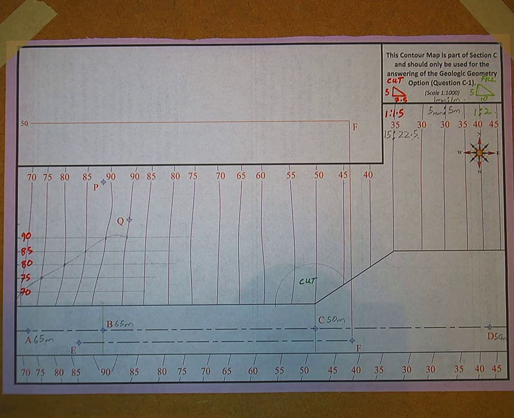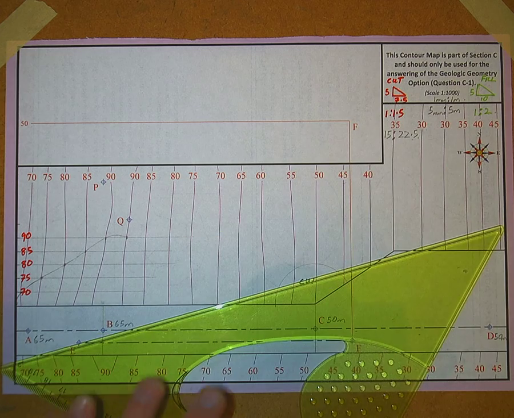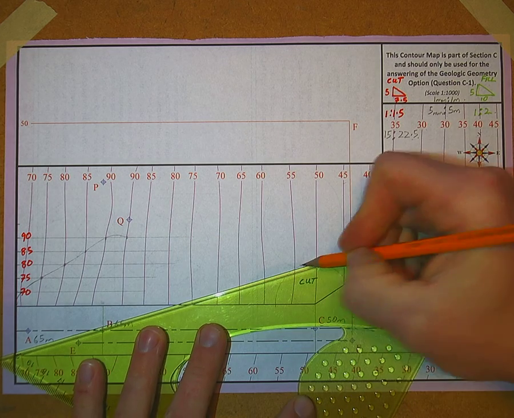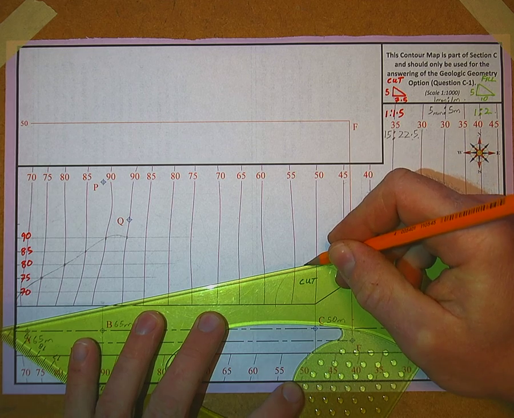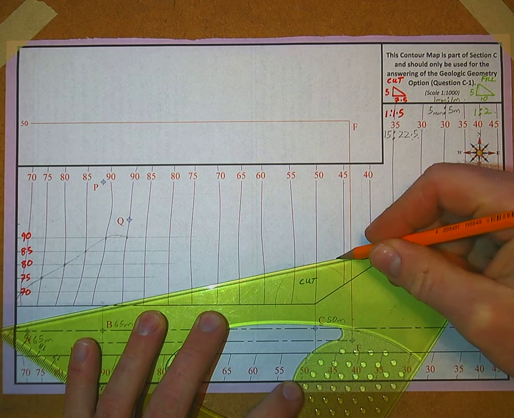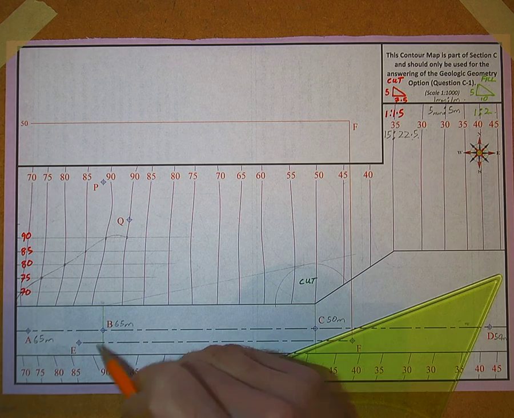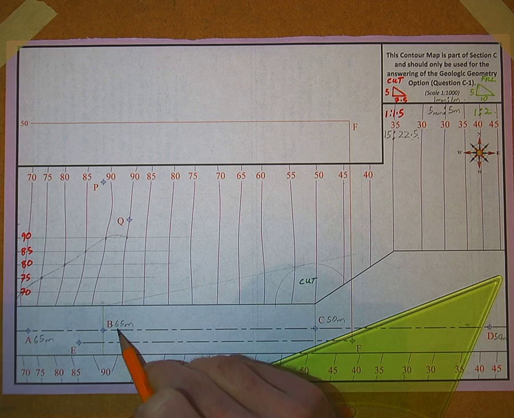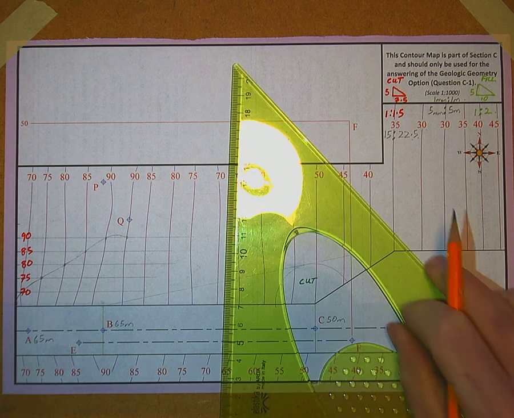So the first thing we need to do there is join a tangent from the edge of the road at point B to the outside of the cut cone. Now you don't need to do the construction for the tangent here, you just need to draw it in. Okay, so that line there is at the altitude of whatever point this is here. So that's 65 metres. That line is at 65 metres there.